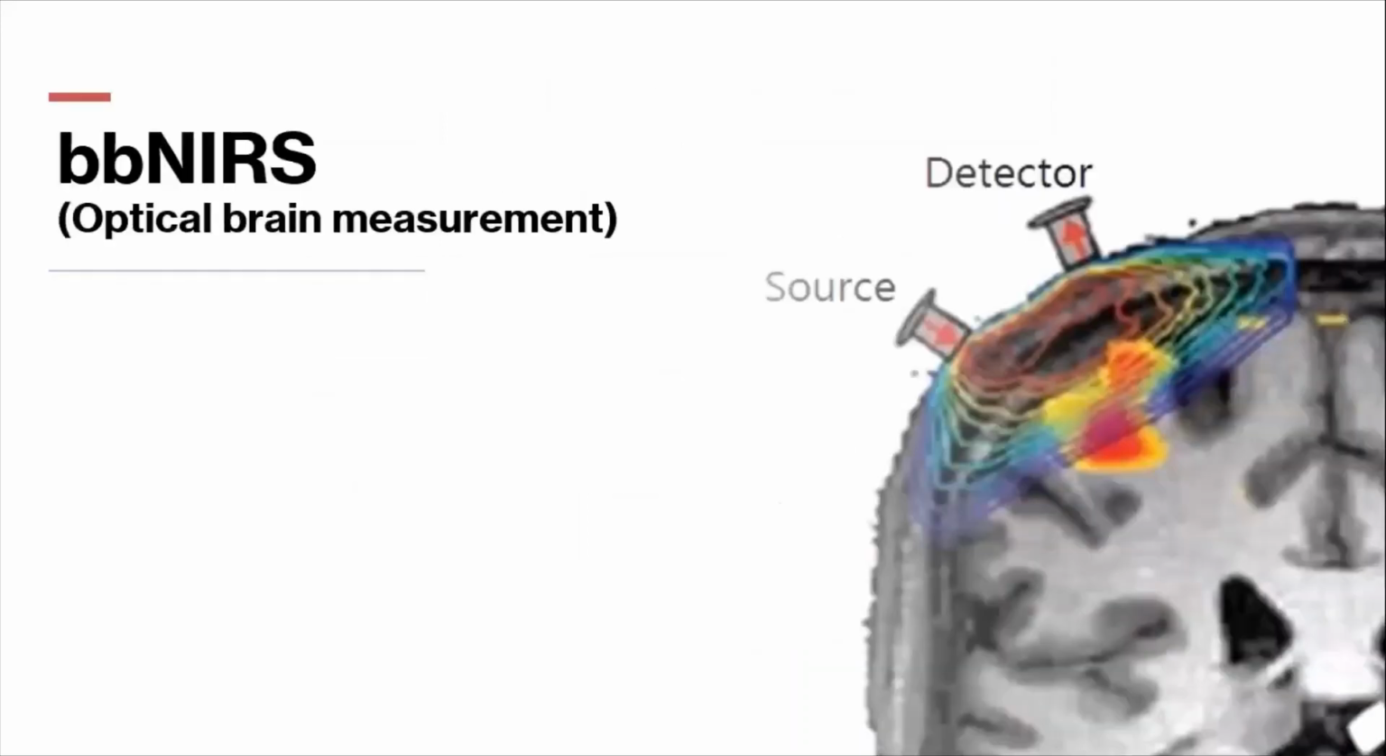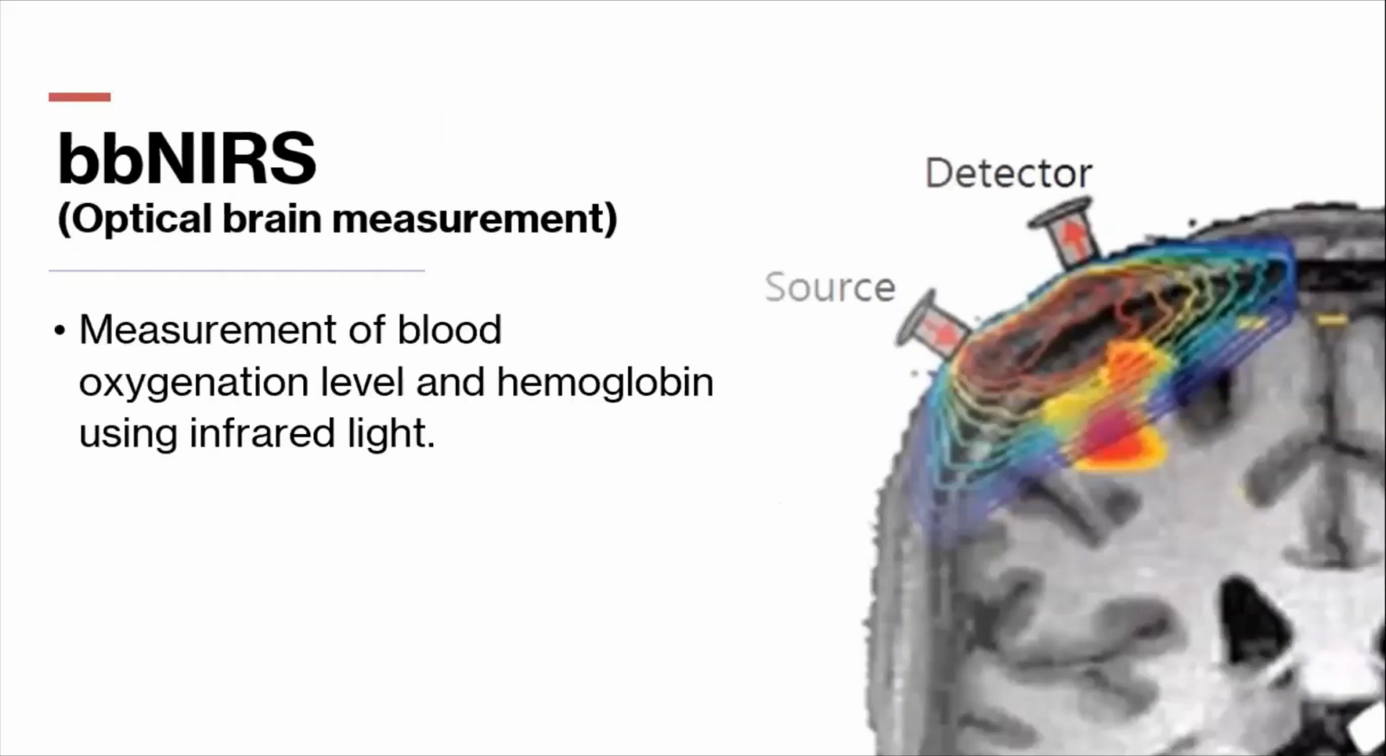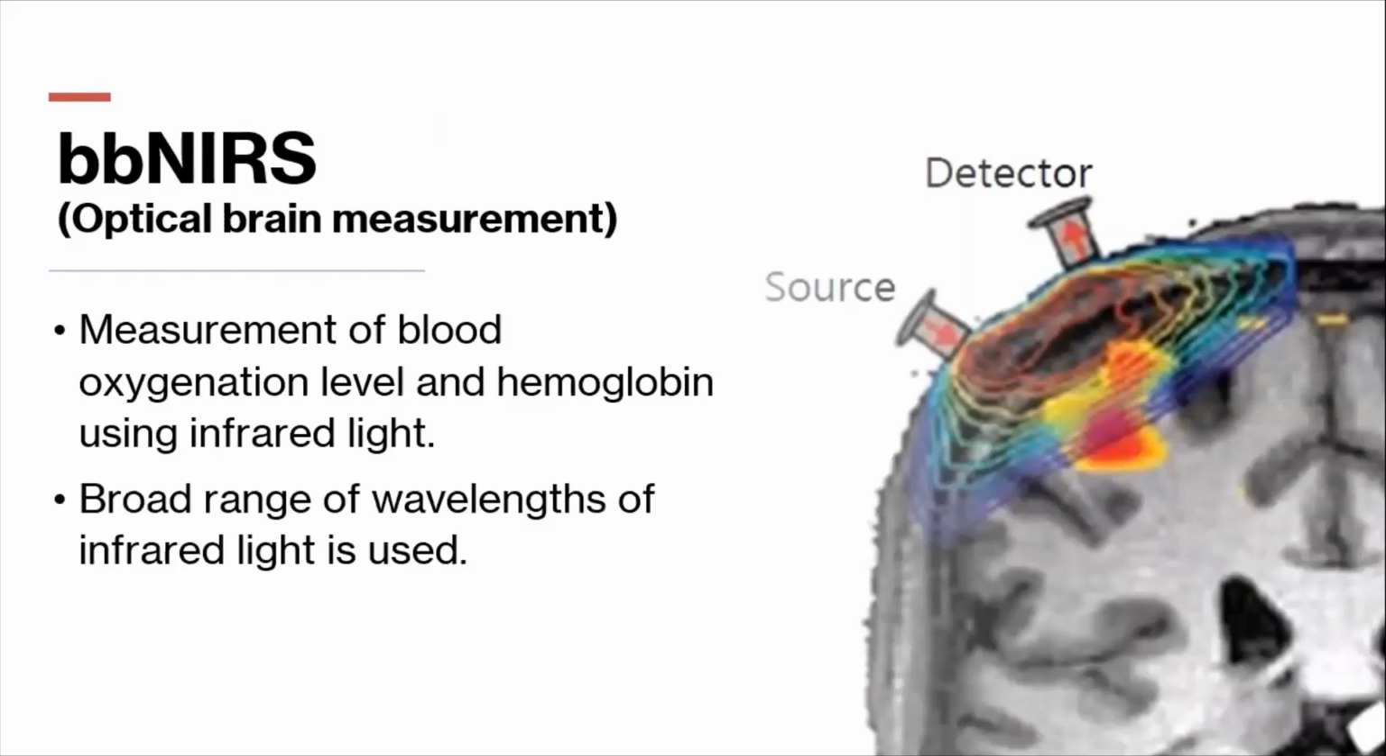The second measurement device that we use is called bbNIRS. bbNIRS stands for broadband near-infrared spectroscopy, and it is an optical brain measurement tool. It measures blood oxygenation in the brain using light. A broad range of light wavelengths is used. Our specific device has 2 light sources and 2 detectors.